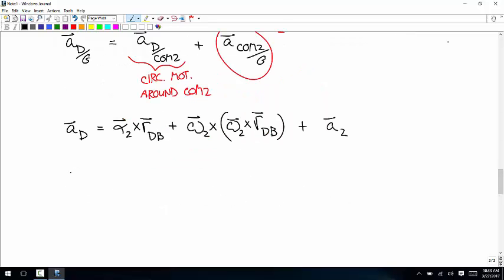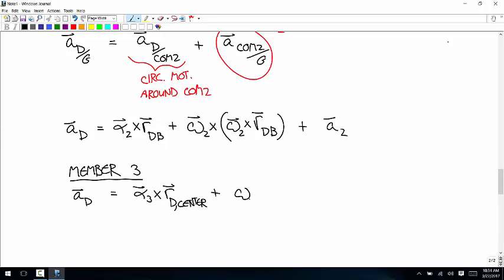And then member 3, the acceleration of D is equal to alpha 3 cross R 2D from the center plus omega 3 cross quantity omega 3 cross R 2D from the center plus A2. Omega 3 was the one that was given, yeah.